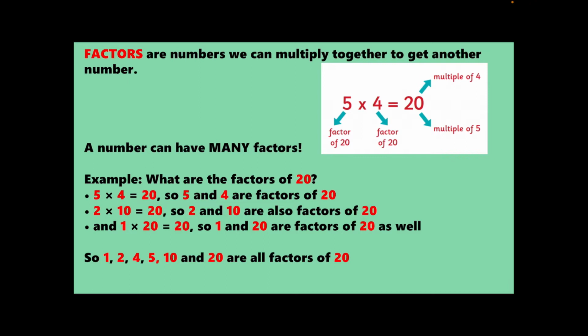And numbers can have many factors. So I have looked at what the other factors of 20 are. If we multiply 5 by 4, as we've said, we get 20, so 5 and 4 are factors. But also, if we multiply 2 by 10, we get 20, so 2 and 10 are also factors of 20. And 1 multiplied by 20 gives us 20, so 1 and 20 are factors of 20 as well. So 1, 2, 4, 5, 10 and 20 are all factors of 20.